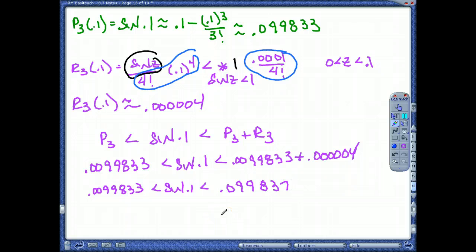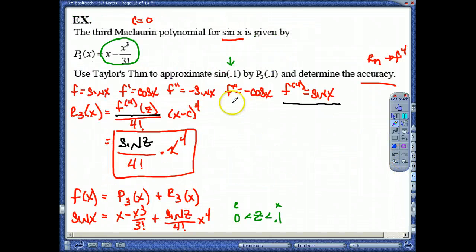All right, so I know that is a huge amount of stuff to think about. So really, the first thing you need to do is figure out how many derivatives you need to find so that you can find that remainder, that Lagrange remainder. They tell me to use P sub 3, so I know I'm going to find R sub 3, which means I go up to the next term, so I'm up at 4. Which means I'm going to use my sine of z over 4 factorial times x to the 4th. So it's just that next term.